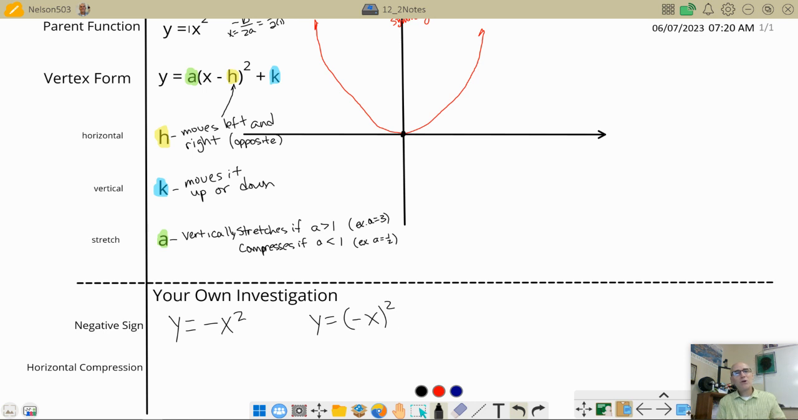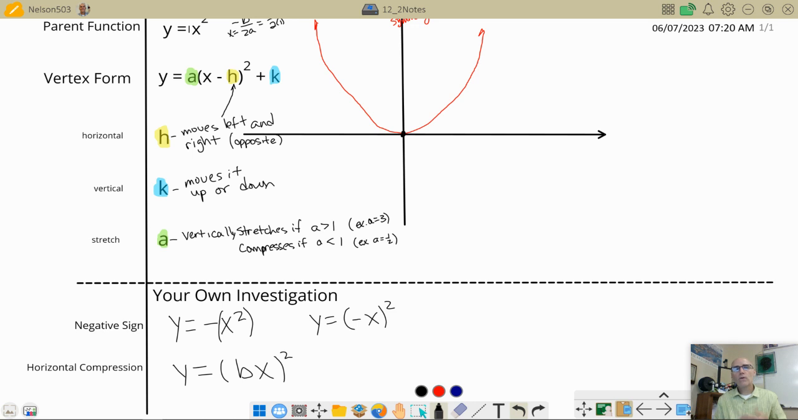Now you might say, Nelson, you just said that twice, same thing twice. No, this one has the negative on the outside, like this, and this one is what if the negative was on the inside? All right, you're going to investigate both those situations. You're also going to investigate what a horizontal compression is. Now that's going to look like this: y equals (b times x) squared.